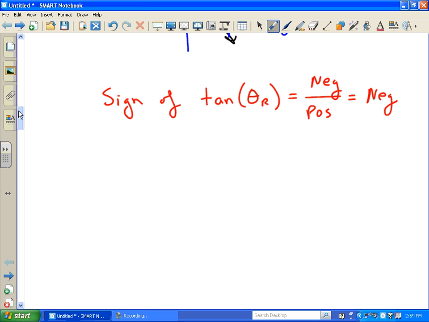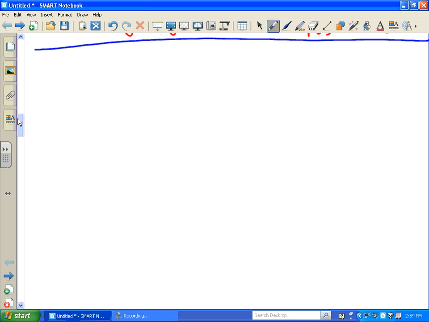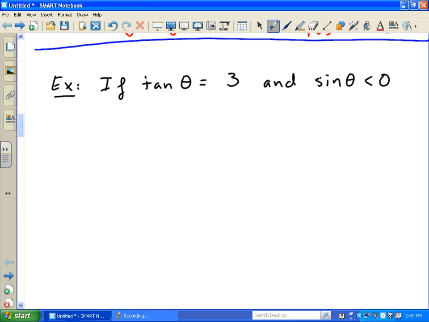Now, I'd like to look at a couple of other examples. These examples are just going to be finding trig function values given particular information, and that information is going to tell you that you're not necessarily looking at an acute angle for theta. If tangent of theta equals 3 and sine of theta is less than 0, I want to find cosine of theta.